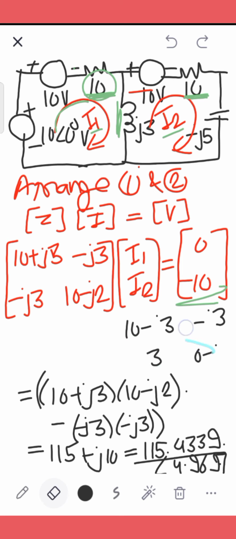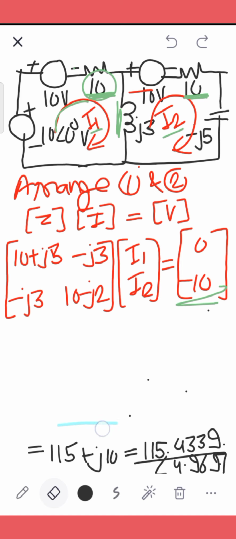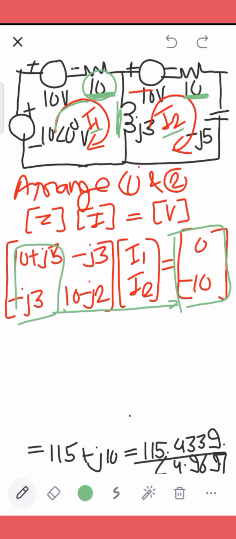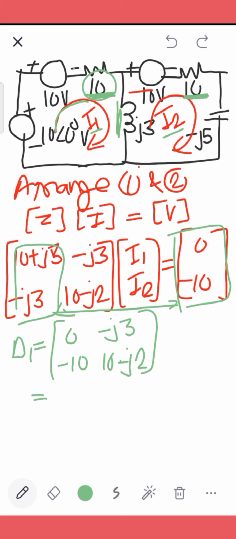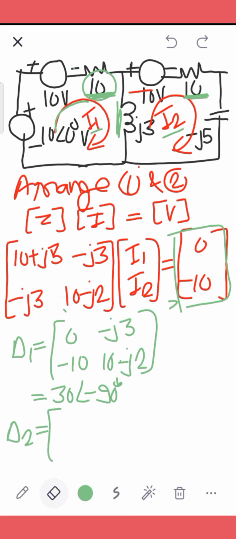Now go for del 1. The rule for del 1 is that we replace column 1 by the column of the voltage source. So del 1 equals 0, minus 10, minus J3, 10 minus J2. Answer: 30 at an angle of minus 90 degrees.